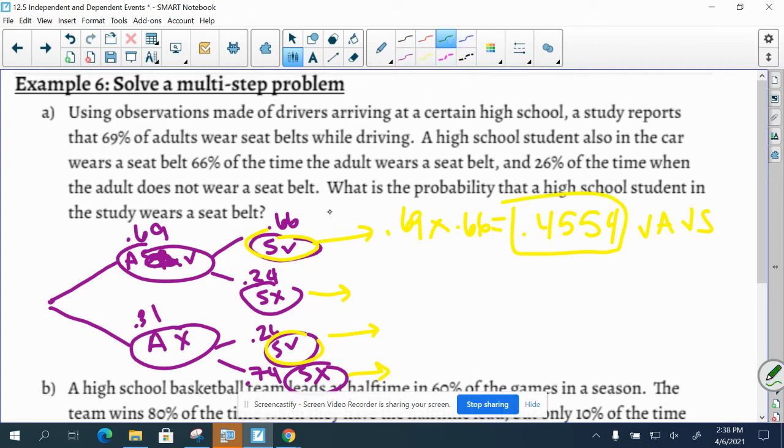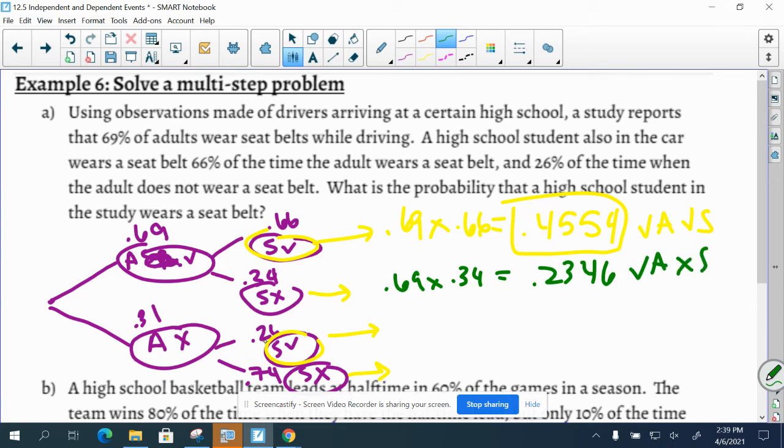And then for yes adult and no student, you don't need to find this, but I am just going to, for the purpose of showing you something at the end here. So if we did 0.69 times 0.34, we get 0.2346. So this is yes adult, no student.